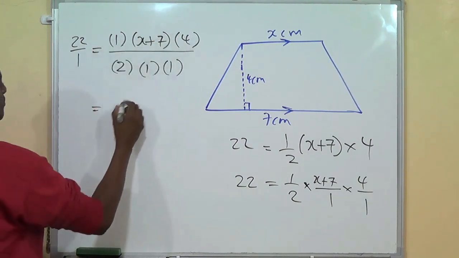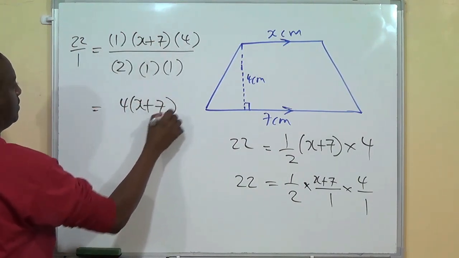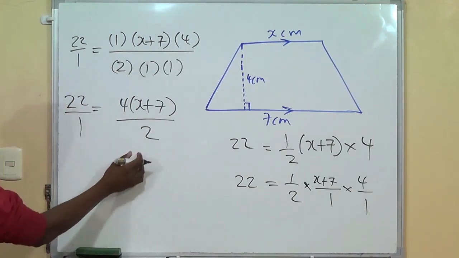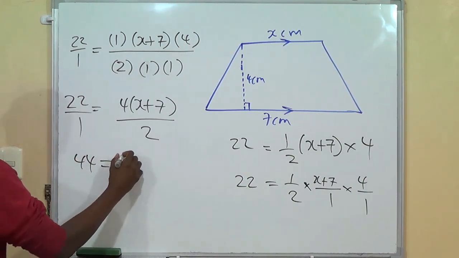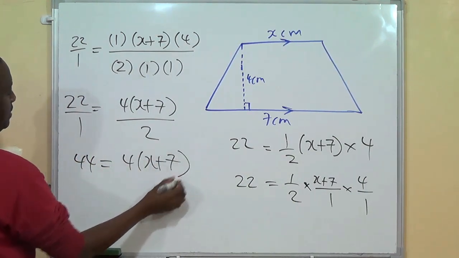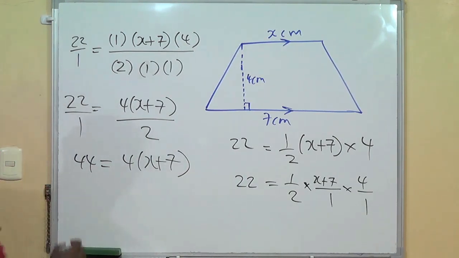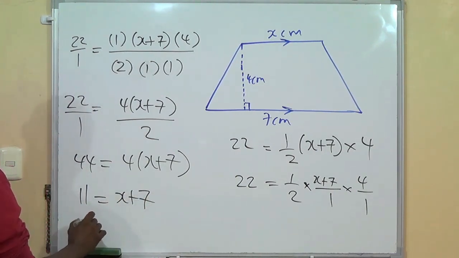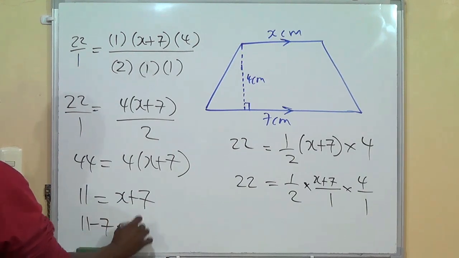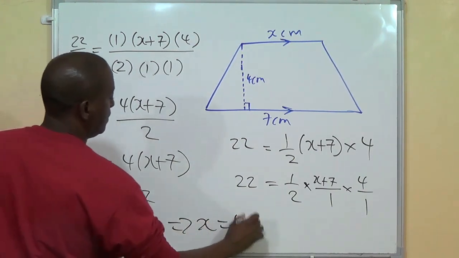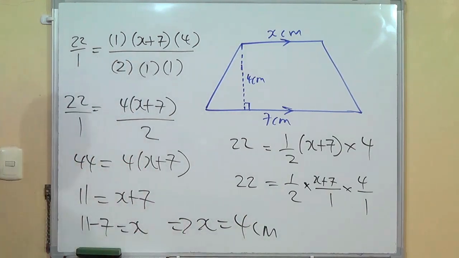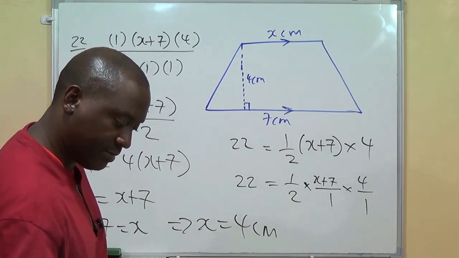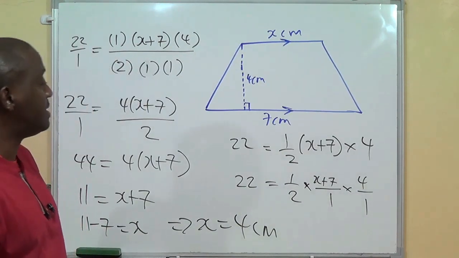So, what we have here now? Basically, 1 by 4 is 4. So you got 4 into x plus 7 all over 2 is equal to 22 over 1. And then you cross multiply. 2 by 22 is 44 is equal to 4 into x plus 7. And then you divide both sides of the equation by 4. So you got 11 is equal to x plus 7. And if 11 is equal to x plus 7, then 11 minus 7 is equal to x. Therefore, x is equal to 4 centimeters. Alright? And the answer, therefore, would be answer C. Let me just confirm that with the answers that I have here. Yes, the answer is, in fact, answer C.